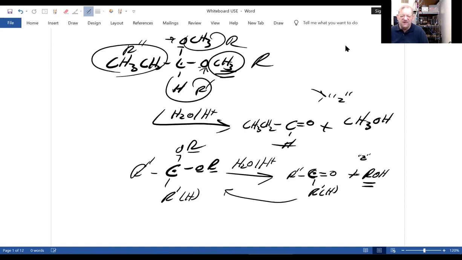And if you react this and this together with an acid alone, ketone, aldehyde, alcohol, acid, you would have made this, in this case, acetal. And that's how you do it.